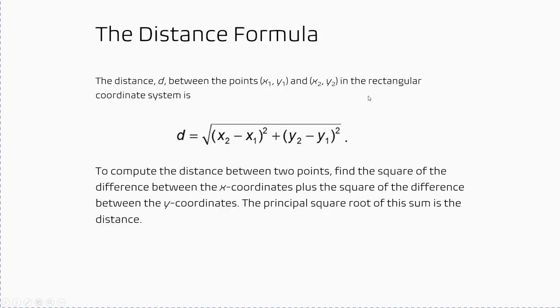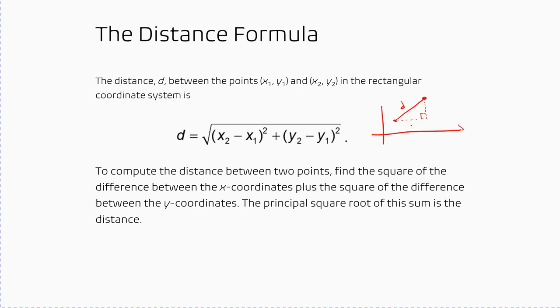Okay, so first off, distance is really easy. So the distance d between 2 points, so the point x1, y1, and the point x2, y2, in the rectangular coordinate system is just given by this, okay? What you're doing is you're deriving the Pythagorean theorem. So if you have 2 points here, you want to find the distance here. This is d. You can see that's the hypotenuse of this right triangle, okay?